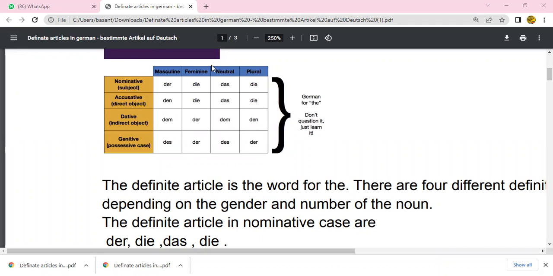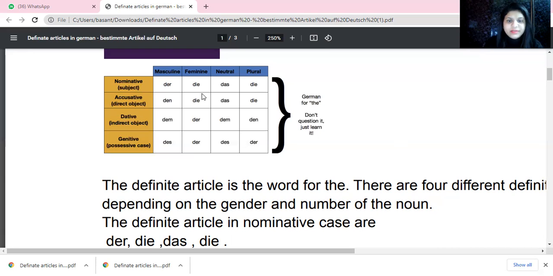And then we have four genders. For example, masculine, feminine, neutral, plural. Can you all repeat after me? Masculine, feminine, neutral, plural. And then how to learn this? We can take the short form MFNP. MFNP is the proper order.